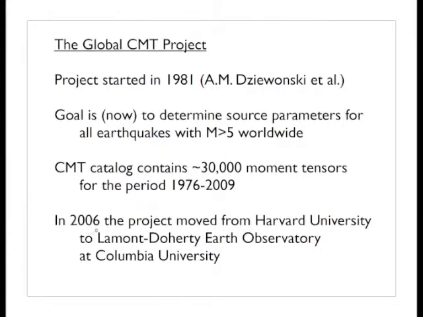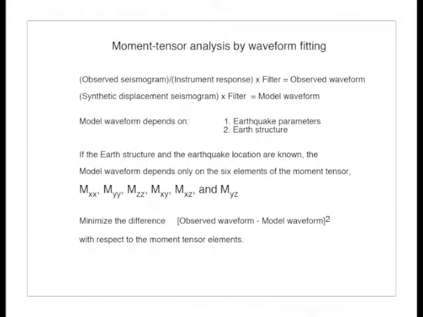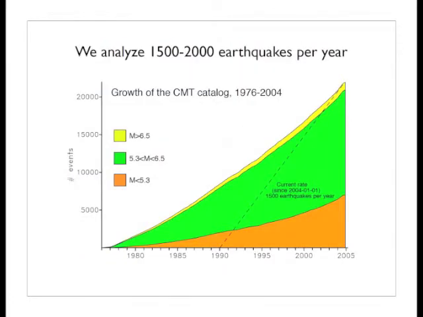For the last 7 years, this project has worked at my home institution, led by Göran Ekström and Meredith Nettles. So here you see the way to characterize the force system underlying a point source approach to an earthquake or an explosion. Moment tensor analysis endeavors to figure out the different elements of the moment tensor using the global seismographic network operated by the IRIS consortium with the US Geological Survey and a number of other regional and national agencies. So the global centroid moment tensor is now producing results for on the order of 1,500 to 2,000 earthquakes a year. Not only earthquakes, though.